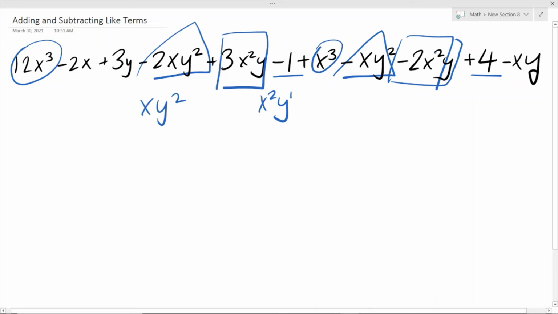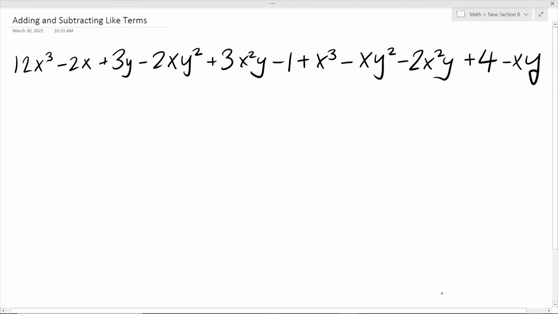And what else do we have? Well, we don't have any more like terms that can be really combined, but we have like terms that we need to combine in this question. Okay, now we are going to start working on the question.